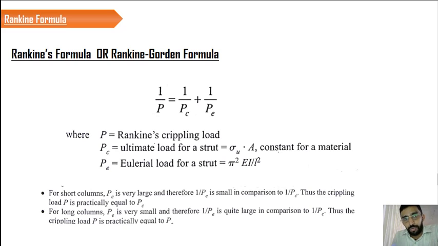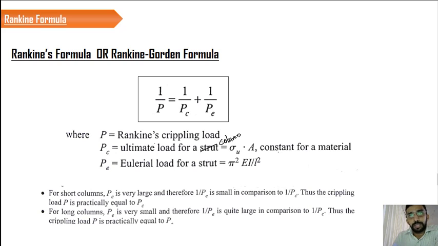It is called the Rankine formula, and it is represented as 1 by P is equal to 1 by Pc plus 1 by PE. Now the question is, what is Pc, what is PE, and what is P? P is the Rankine crippling load, the load that we are going to choose for the equation. Pc is the ultimate load for a strut. It can be a strut or a column.